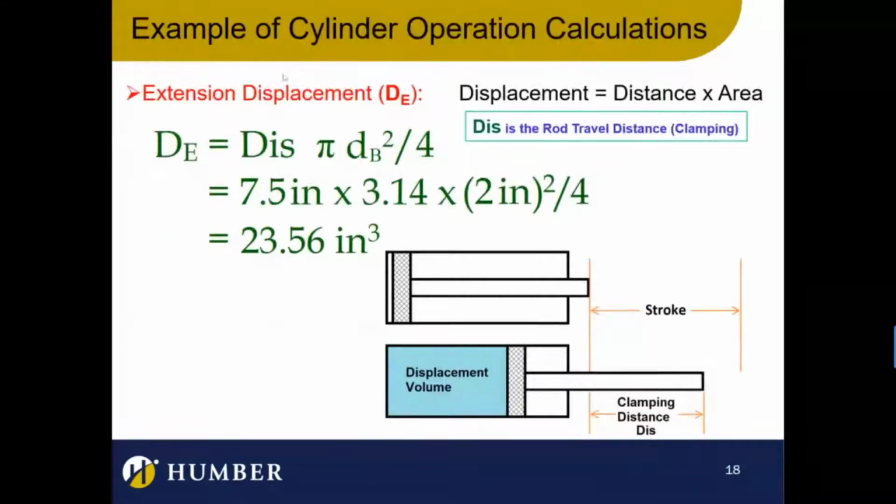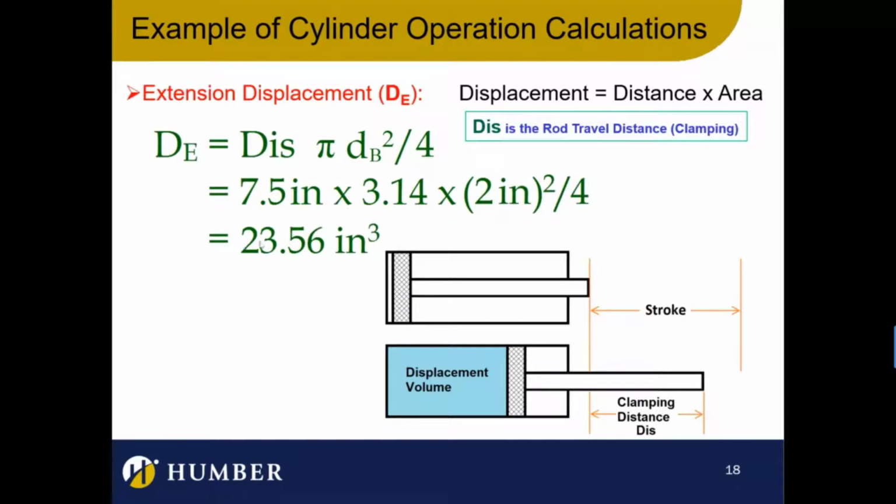Okay, let's move on. Now, get this. The distance that it travels, this is the rod travel distance. In this case, it's the clamping distance. It's not the stroke. Huh, maybe that's important for the quiz. Okay, let's continue on. So the distance is the distance that it moves. That's fine. We know the clamping distance. We wrote it down somewhere else.